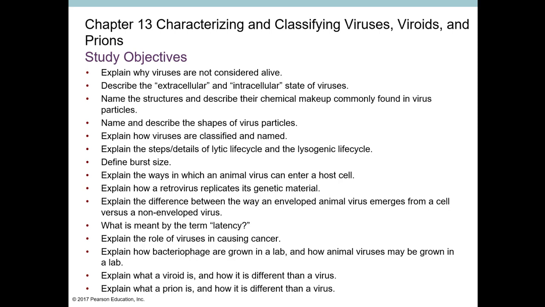Okay, so we are going to look at Chapter 13, Characterizing and Classifying Viruses, Viroids, and Prions. And this is your list of study objectives. In the module, I will have questions that really go at understanding these study objectives.